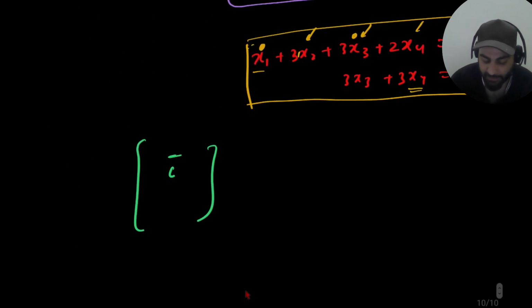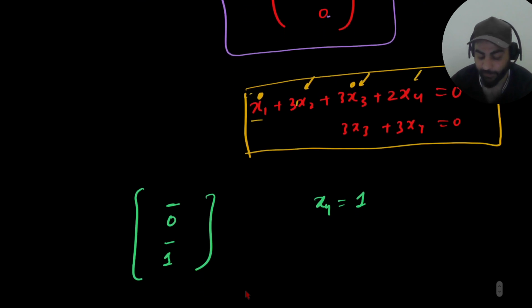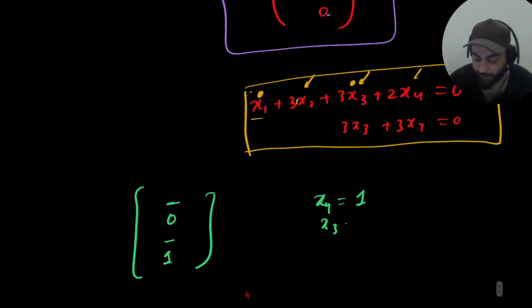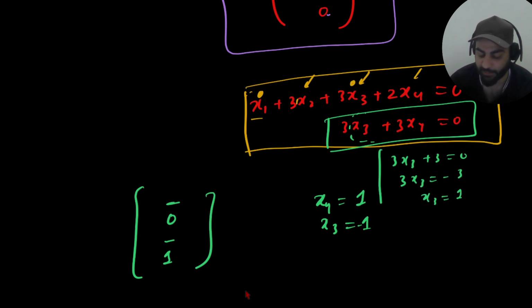I'll assign 0, I'll get something, I'll assign 1. So for x4, I'll assign 1. If you see this equation, x3 will now be equal to, if I just solve this equation, 3 times x3 plus 3 is equal to 0. I think this will be minus 1. So 3x3 is equal to minus 3, so x3 is equal to minus 1. This is what I get.